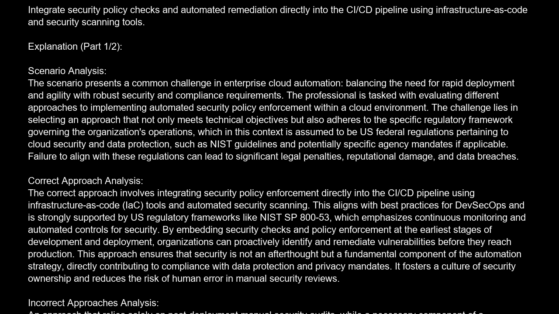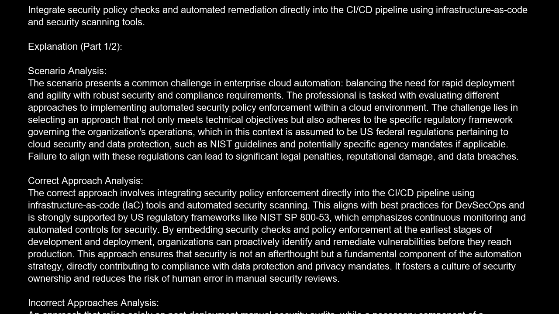Correct approach analysis. The correct approach involves integrating security policy enforcement directly into the CI/CD pipeline using infrastructure as code, IaC tools, and automated security scanning. This aligns with best practices for DevSecOps and is strongly supported by U.S. regulatory frameworks like NIST SP 800-53, which emphasizes continuous monitoring and automated controls for security.